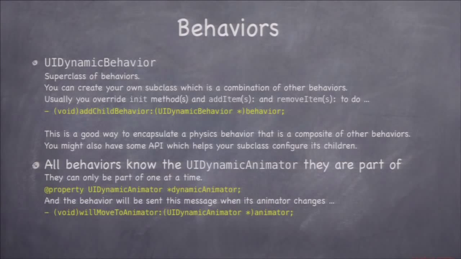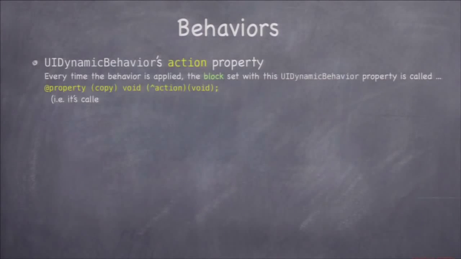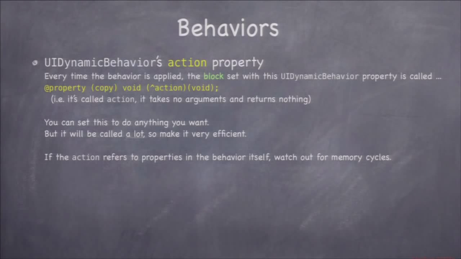This will be called with nil. So that way you can find out whether your behavior is currently being animated or not, and by which animator. And the last thing I'm going to tell you about behaviors, a really cool property, is a block called action. This block returns nothing and takes no arguments, so it's a basic block.